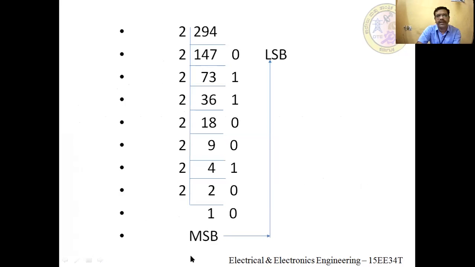The same thing is explained here. See here. So finally you should write like this. This is the MSB bit and this is the LSB bit. You start writing the binary digits in this way. See, I have shown here an arrow from MSB towards LSB. You write the required answer as 1 0 0 1 0 0 1 1 0.